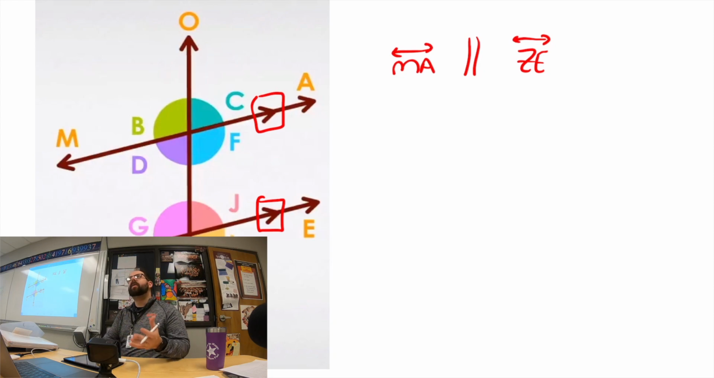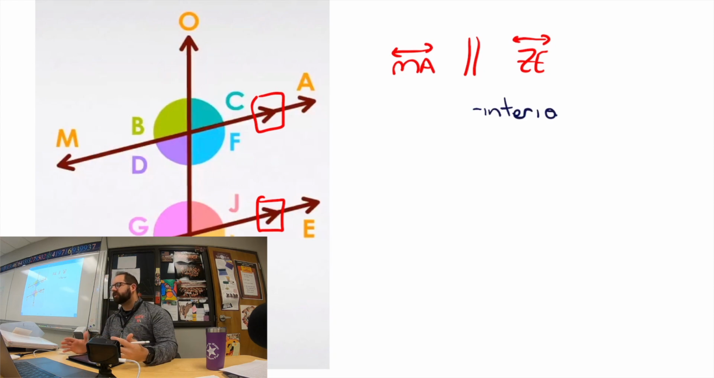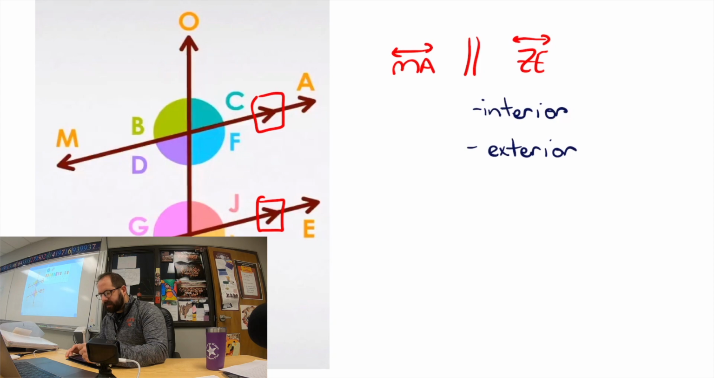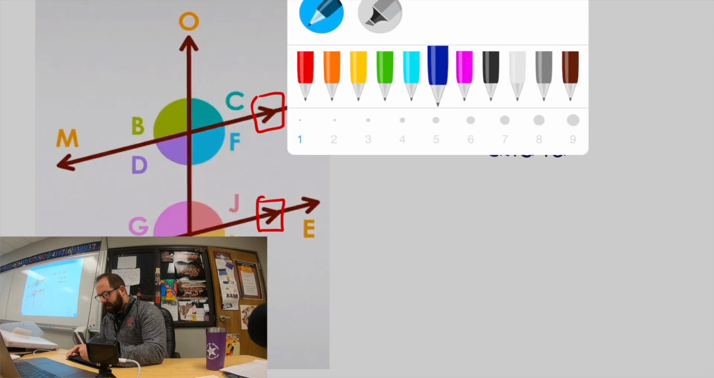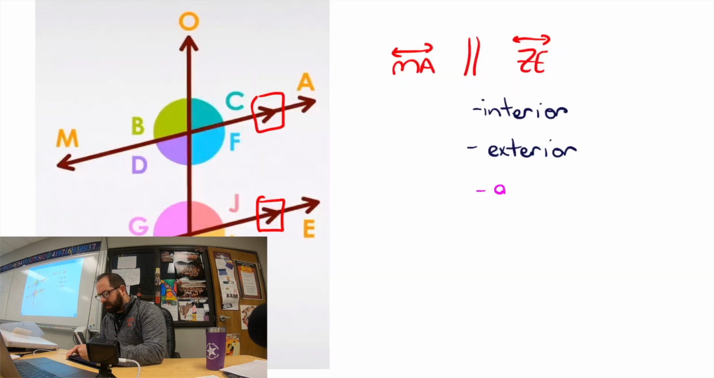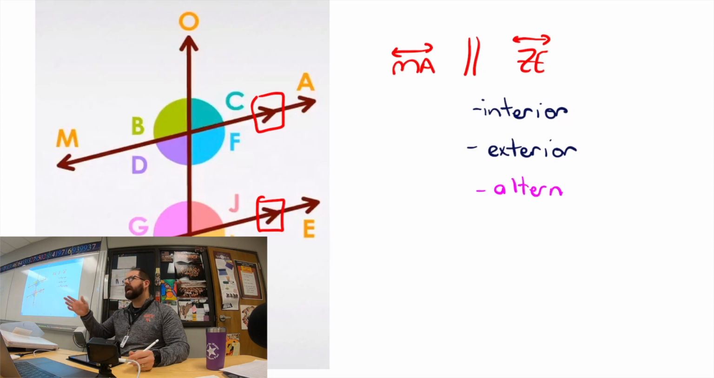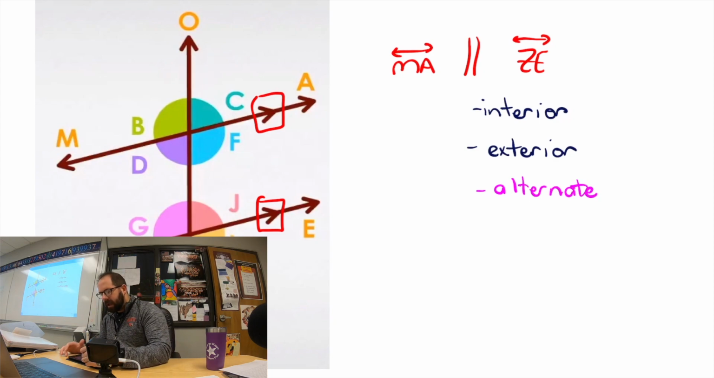But again, let's walk through them. The types of angles we need to be good at, I'm going to make this list off to the side here. The first one we talked about was interior. We have to know what interior angles are. The next one is called exterior angles, so we have to be good at those. The next ones after that will be alternate angles. So it could be alternate interior, it could be alternate exterior, but they're alternates.